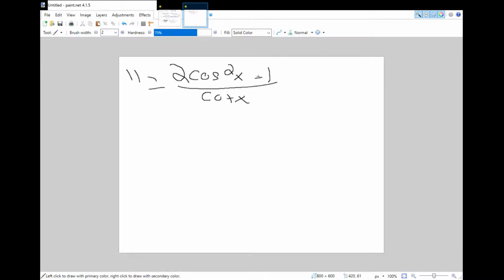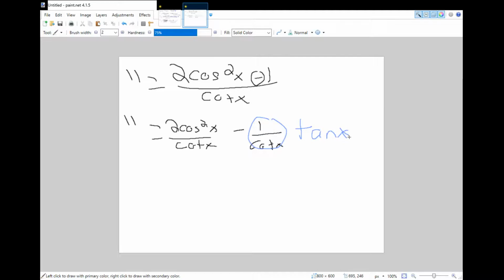So now I'm going to separate these two terms because there's a minus sign in the middle. So equals 2 cosine squared x over cotangent x minus 1 over cotangent x. Now this right here simplifies straight into tangent x, so we have that part down. And then this over here, I'm going to do some little work on that over here. 2 cosine squared x over cosine x over sine x, because that's what cotangent is. Now technically when you're dividing by a fraction, you want to keep, change, flip.